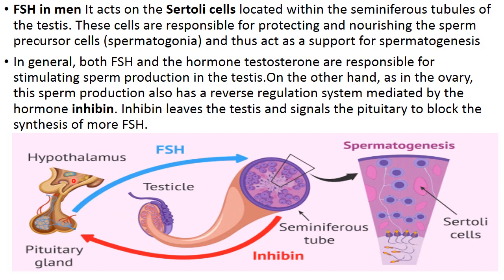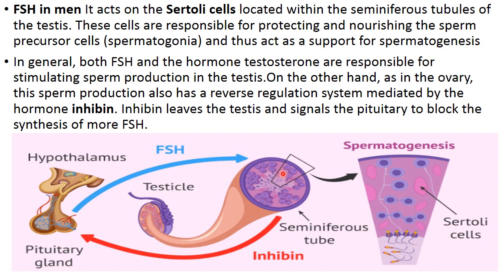So the hypothalamus activates the pituitary gland, the anterior pituitary. The anterior pituitary gland produces follicle stimulating hormone. This follicle stimulating hormone comes to the testes and acts on the Sertoli cells. The Sertoli cells protect and nourish the sperm. So in this way, when the sperms are produced, they are matured by the Sertoli cells, through Sertoli cell activation.